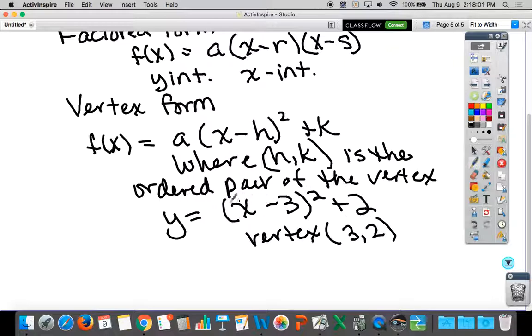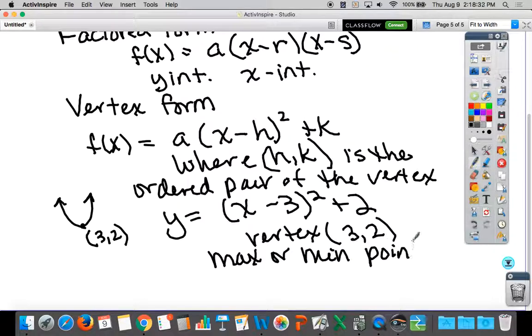By the way, looking at this, would this be an upward facing U or a downward facing U? Upward. Do we know why? Okay, it's positive out here. So that means this is going to be an upward facing U. The vertex will be 3, 2. Remember, the vertex is the maximum or minimum point of that function. That means it's either the highest point or it's the lowest point.